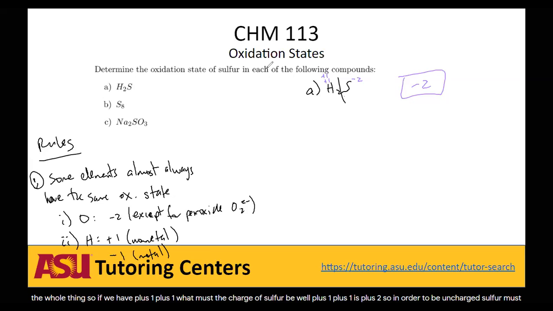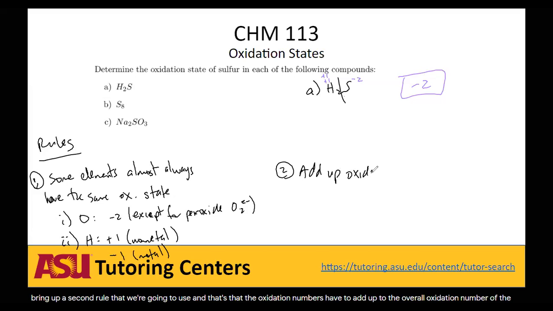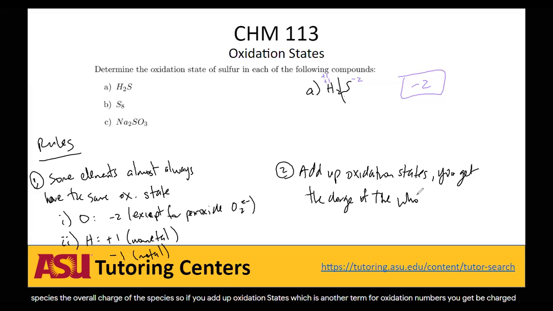Okay, let's move on. The second one, the only thing here is sulfur. So this is going to bring up a second rule that we're going to use, and that's that the oxidation numbers have to add up to the overall oxidation number of the species. Okay, the overall charge of the species. So if you add up oxidation states, which is another term for oxidation numbers, you get the charge of the whole compound.